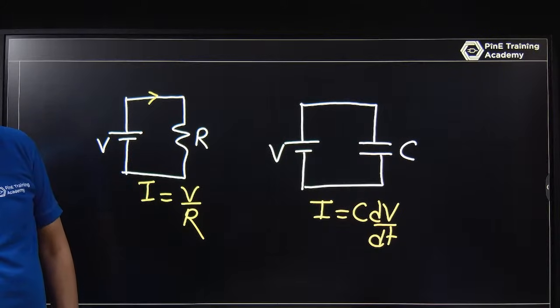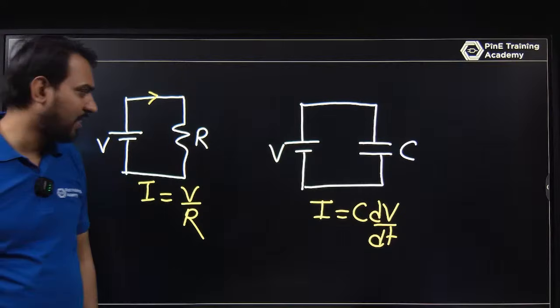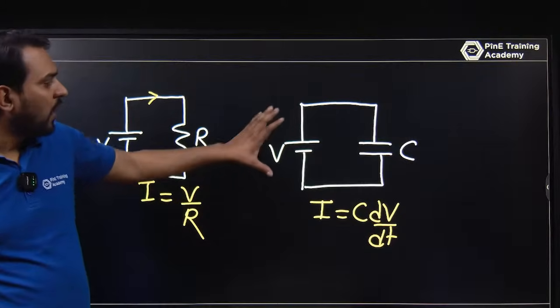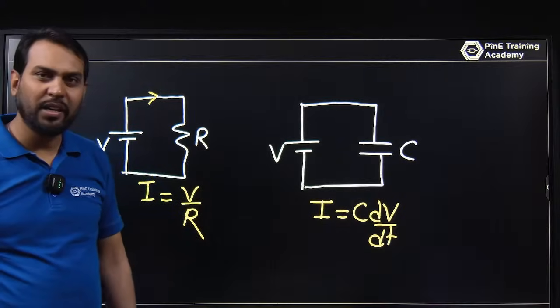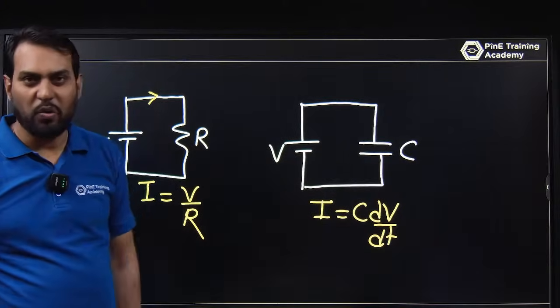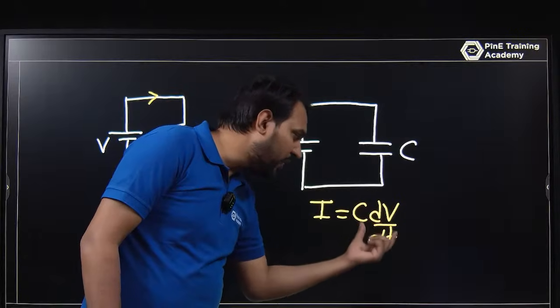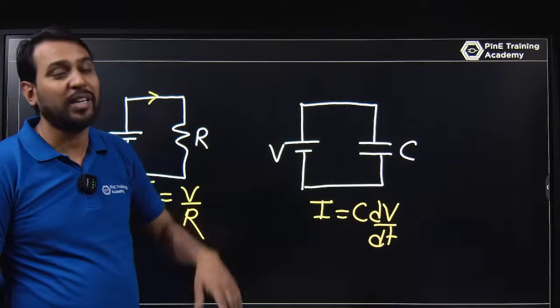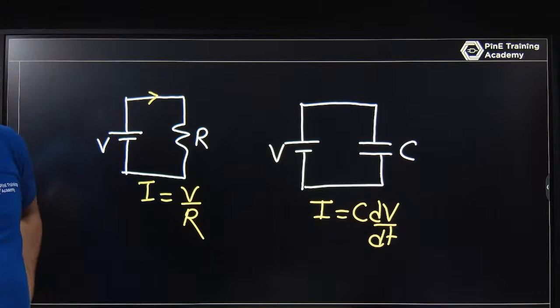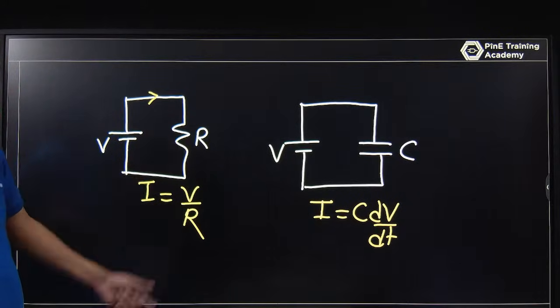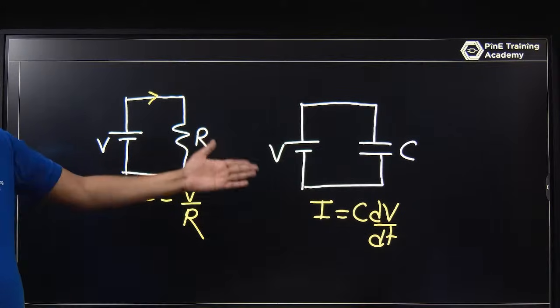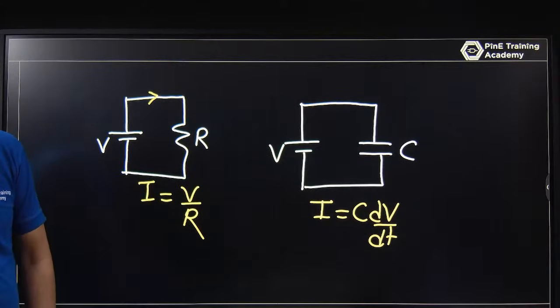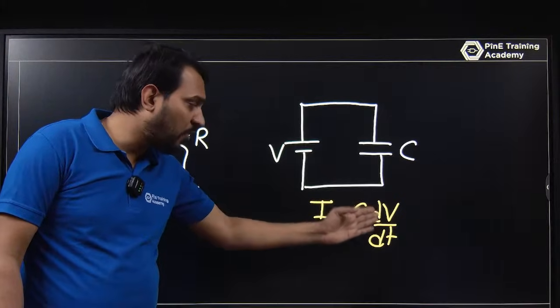The capacitor is blocking DC voltage. Why is this happening? Because if you have a voltage and you have a capacitor, the current is zero. Why? Because I is equal to C dV by dt. The voltage-current relation in a capacitor is I is equal to C dV by dt, just like in a resistance, V is equal to IR. In an inductor, V is equal to L di by dt. So here the current is the differentiation of the voltage.